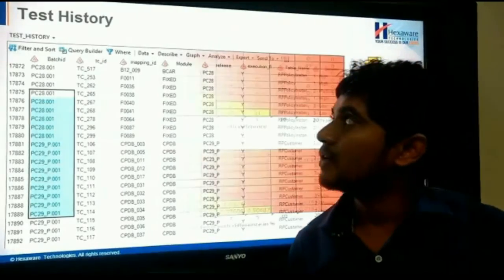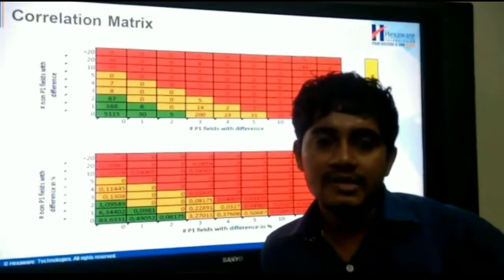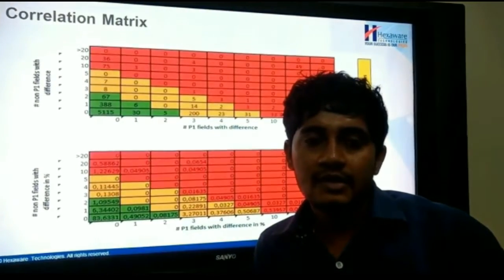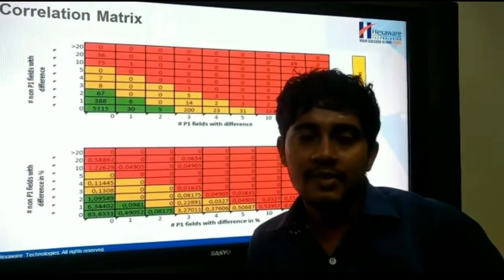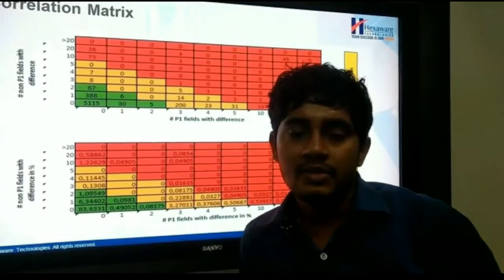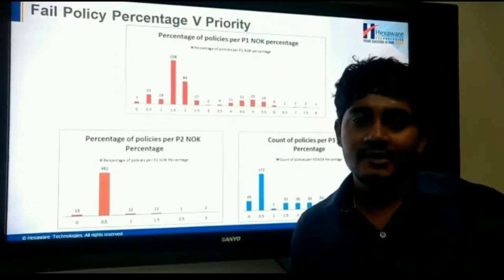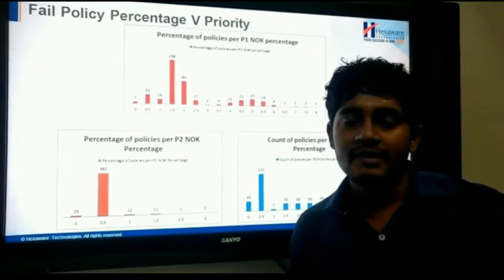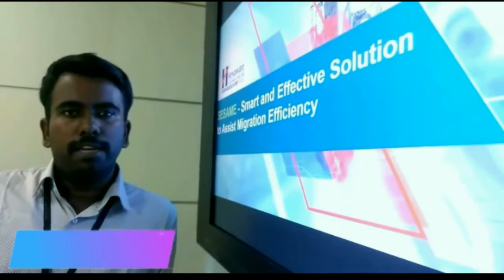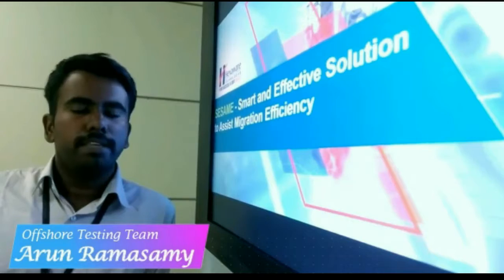Next is the correlation matrix, which shows a heat map for the count of policies that failed against the mapping field count with respect to the priorities P1, P2 and P3, which helps the business to take respective action against the failures. SESAME also provides graphical representation of the percentage of policies failed with respect to their priorities. SESAME is not only developed to cater to the current ongoing needs, but it can also scale up for future additional migration products with minimal changes.